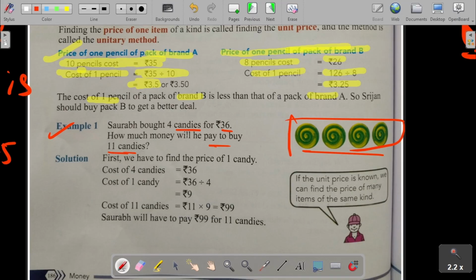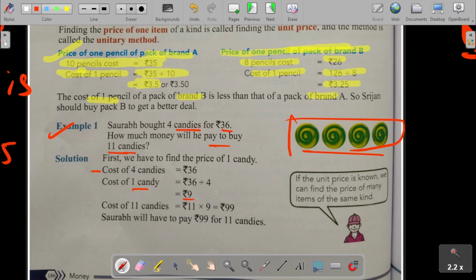তাহলে if the price of 4 candy is 36, তাহলে ফার্স্টলি আমরা কি করব? আমরা একটা ক্যান্ডির প্রাইসটা কত ওটা বের করব। So here given that the cost of 4 candies is 36. So cost of one candy is what? 36 divided by 4 and this is equal to 9. এবার যদি একটা ক্যান্ডির প্রাইস রুপিস 9 হয়ে যায় তাহলে দুটো ক্যান্ডির প্রাইস কত হবে?